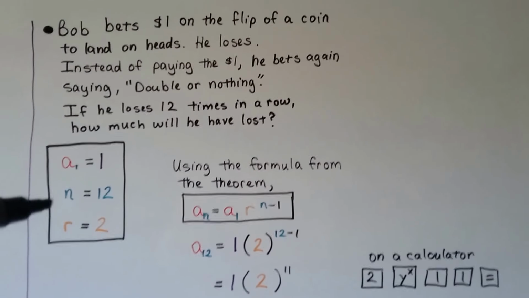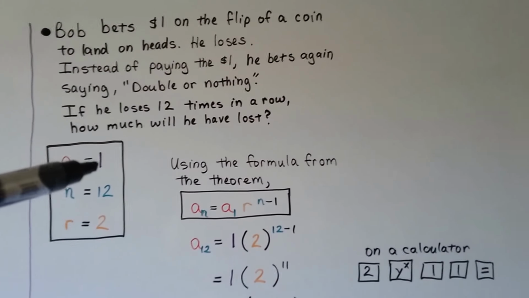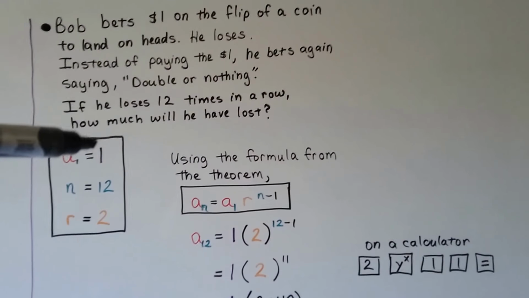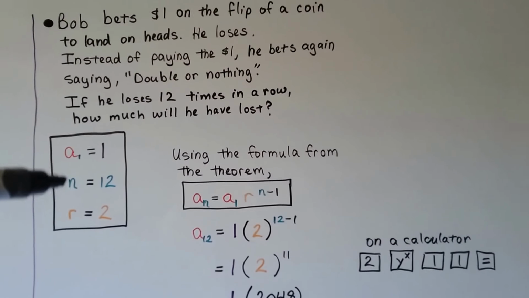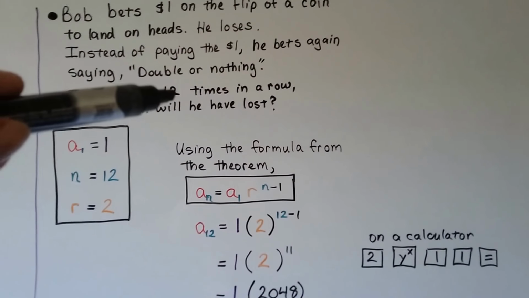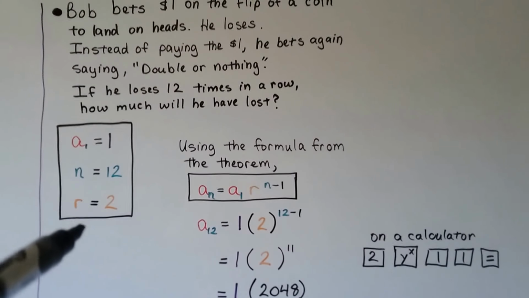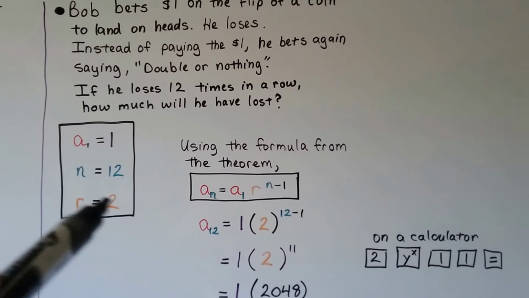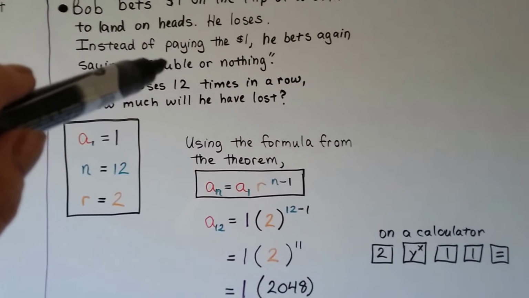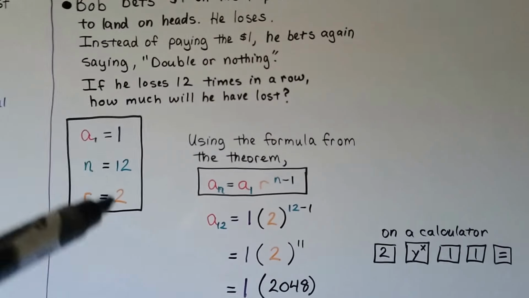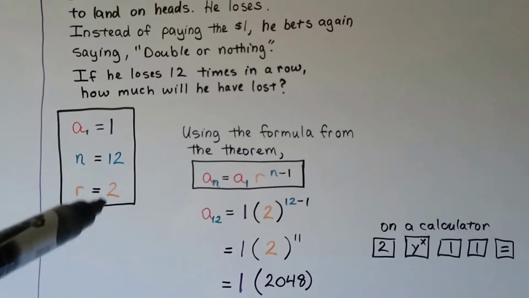So, this is what we know. A sub 1 is $1 because that was his initial bet, right? We know n is going to equal 12 because he loses 12 times. We also know that the common ratio is 2 because he's doubling or nothing, see? So each time it's going to double, it's going to be times 2.